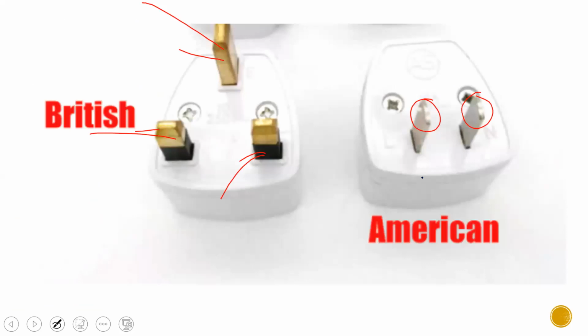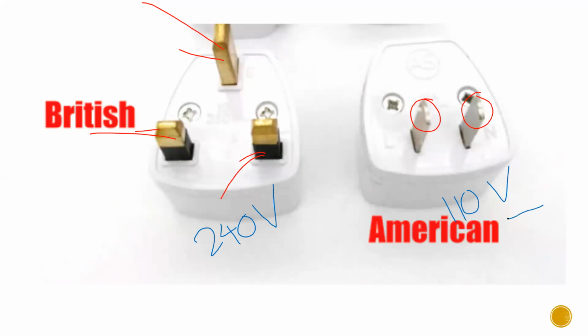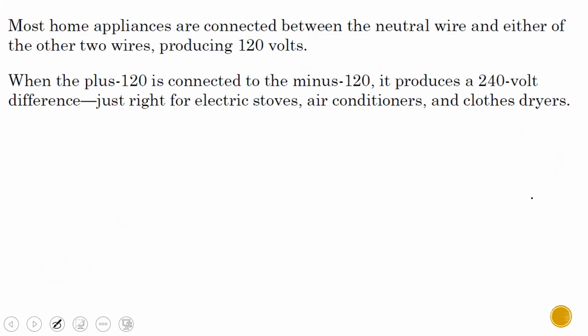So this is an example of an electric bulb. This is for British and this is for American. This is 110 volt and this is 240 volt. As I told you, we have American 110, and here we have 240, which works in British.